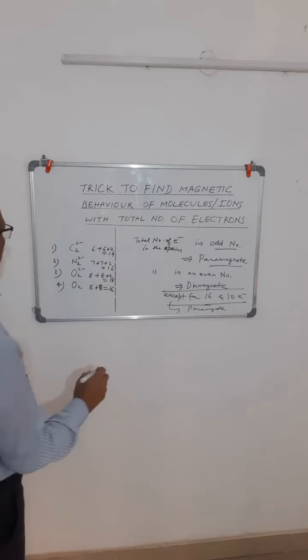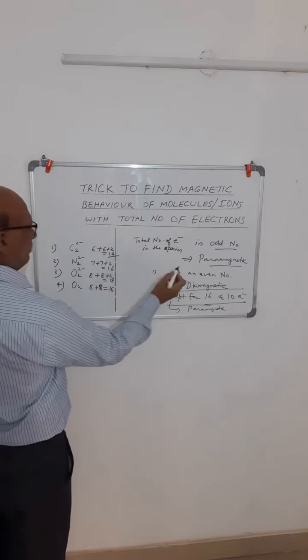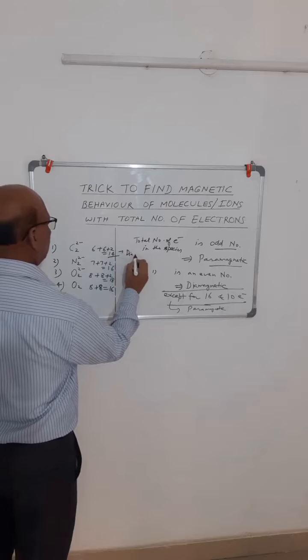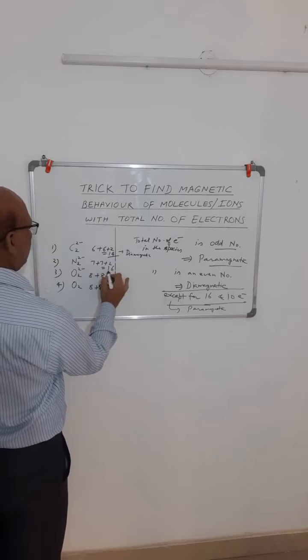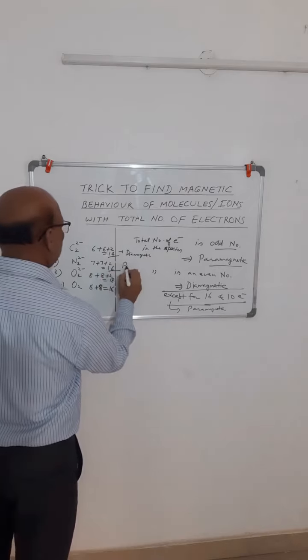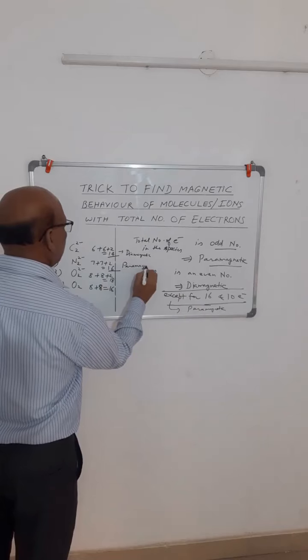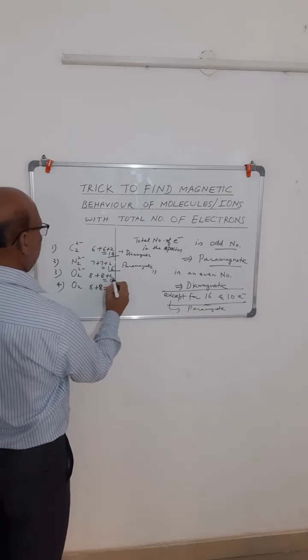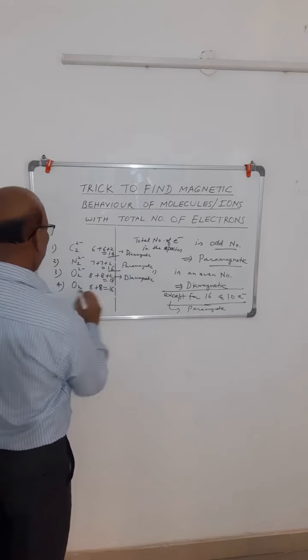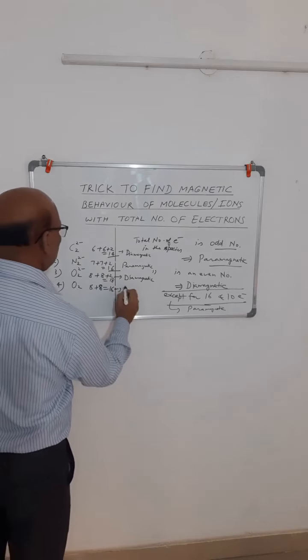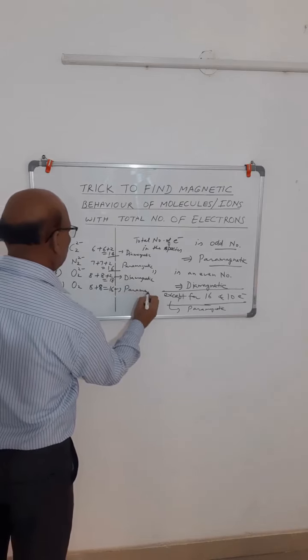So with this trick, this 14 electrons is an even number, so this is diamagnetic. Okay, then N2 2 minus, this is 16 electrons, 16 is the exception, so this is paramagnetic. Then 18 electrons, this is an even number, so it is diamagnetic. Then O2 16 electrons, so this is an exception, so this is paramagnetic.